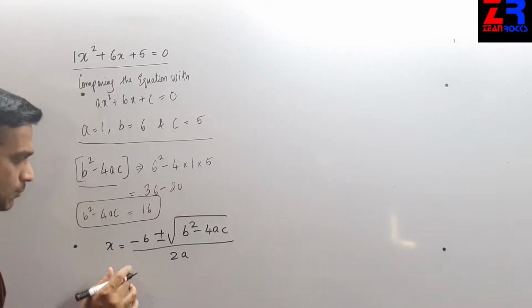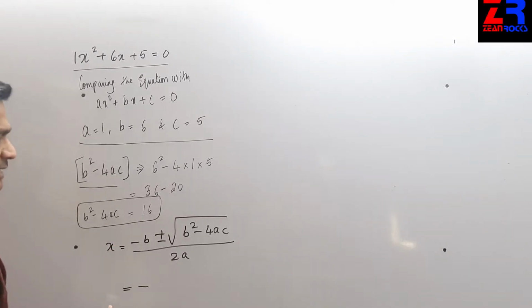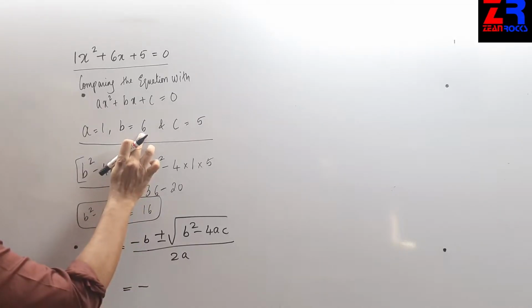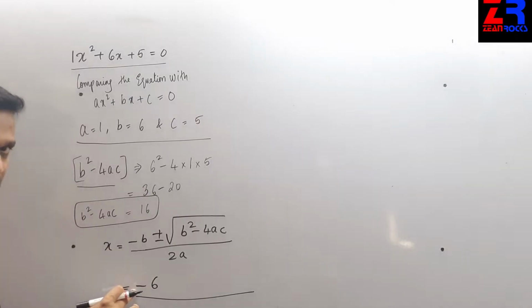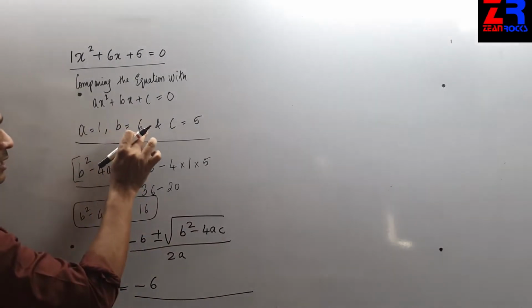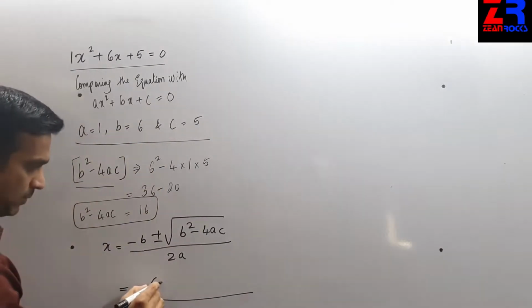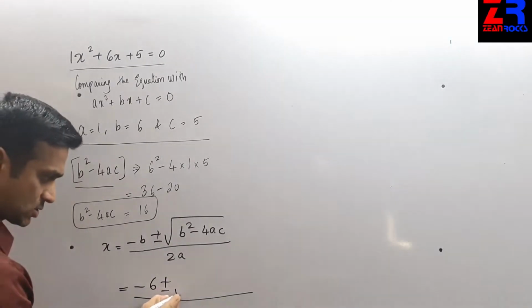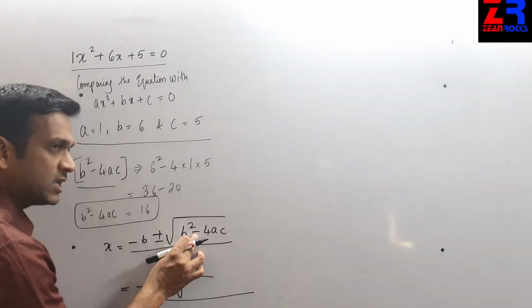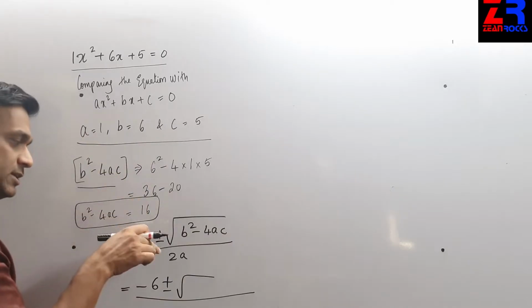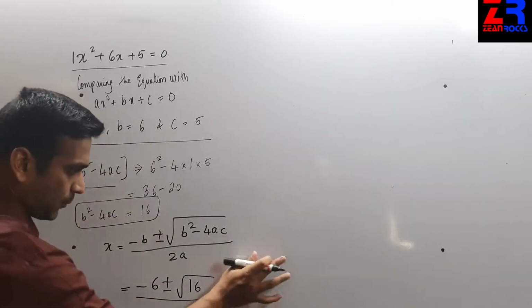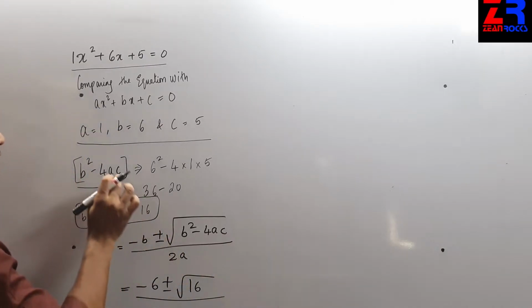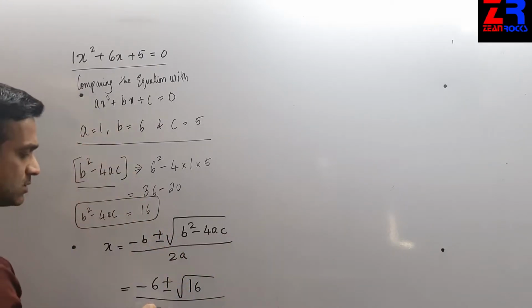So here, minus b, substitute the value of b, which is 6. Minus is in the formula. The b value here is 6, plus minus square root of b square minus 4ac, which we have already got, 16, whole upon 2a, which means 2 into the value of a, which is 1, so 2 into 1.